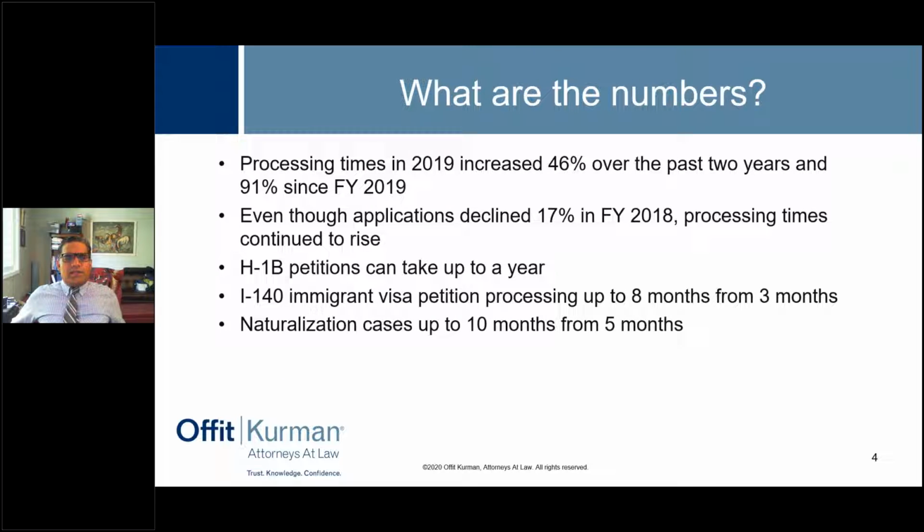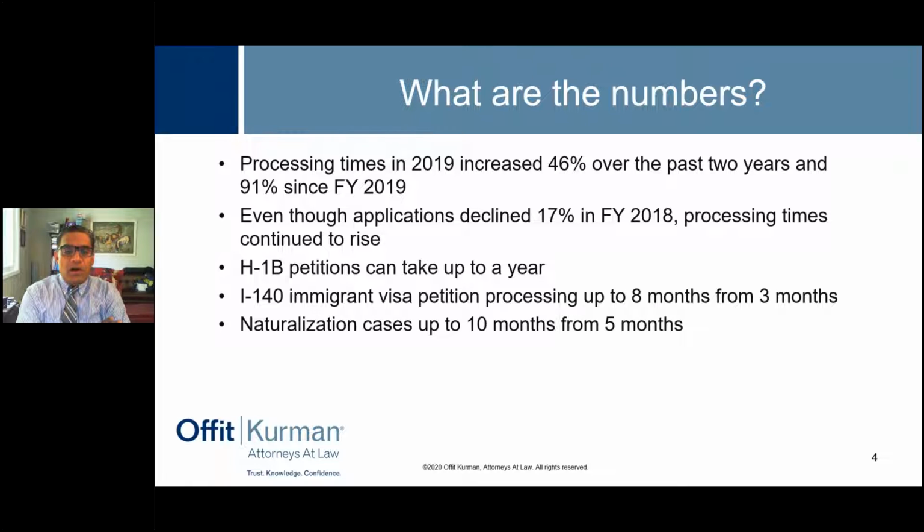Okay, so let's look at what some of the delays are. Even before COVID-19, we had processing times that increased 46%. That's a big number, and so we're seeing system-wide delays on the USCIS side of processing these applications. If we look at the last 2 years before 2019, the increase was 46%. If we go back further than that, to fiscal year 2014, the increase is 91%. So pretty dramatic.